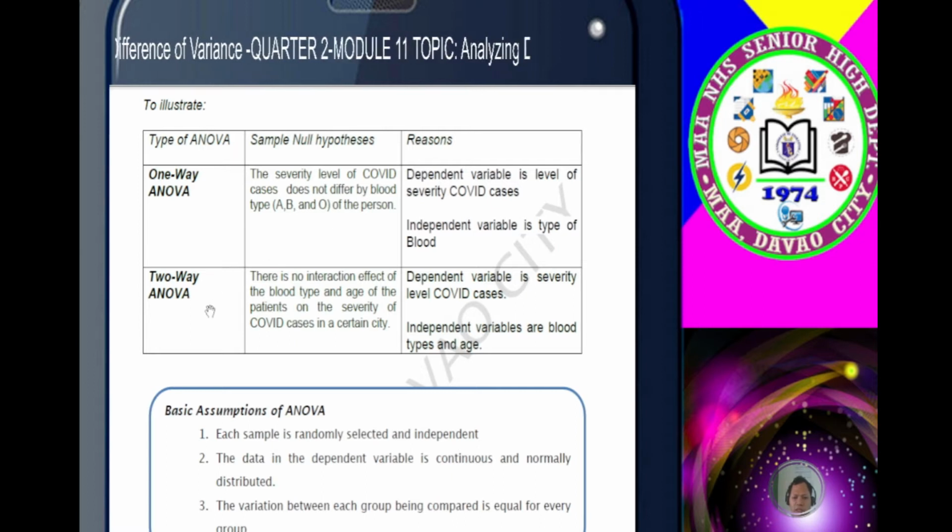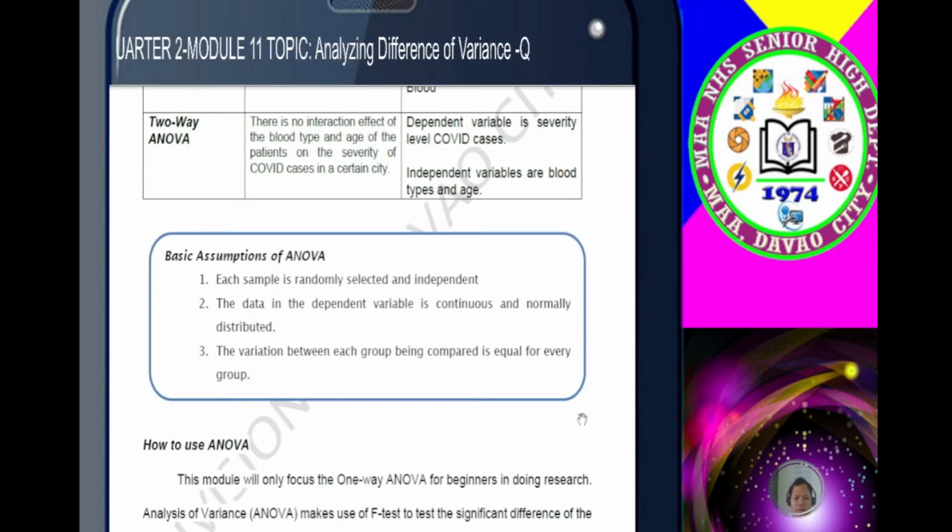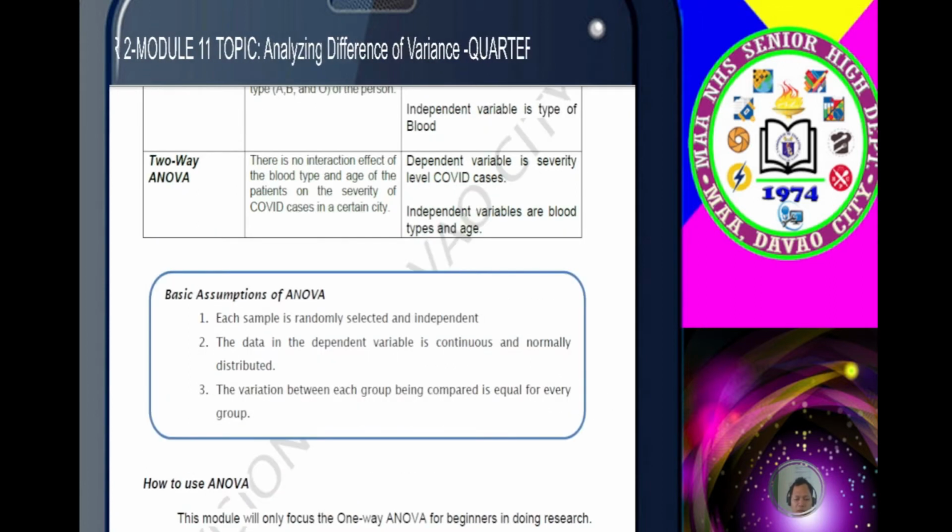Then for two-way ANOVA: there is no interaction effect of the blood type and the age of the patients on the severity of COVID cases in a certain city. Here we have our dependent variable, which is the level of severity, and our independent variables are blood type and age. So we have here the basic assumptions of ANOVA.